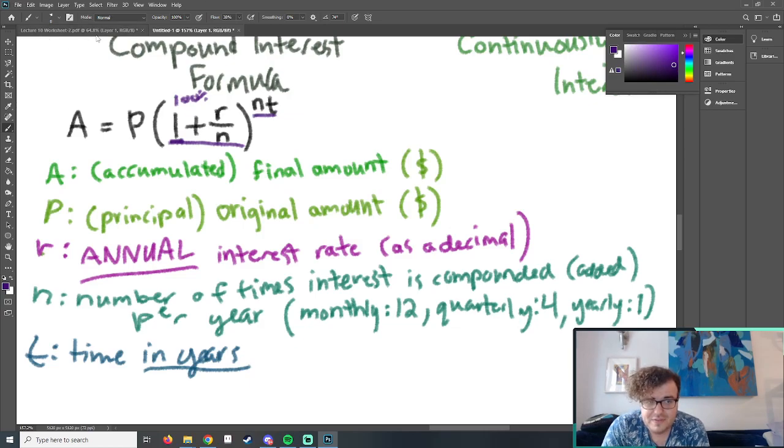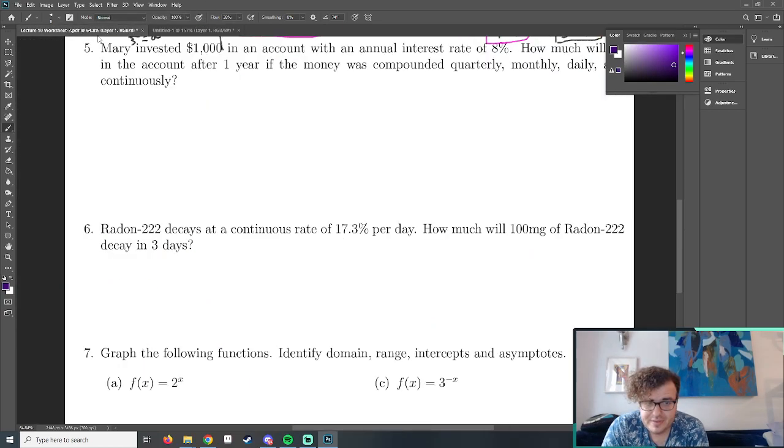Now, we can flip back over to our problem, where they said Mary invested $1,000 in an account with an annual interest rate of 8%. Again, annual interest rate is exactly R, right? So we already know, before we do anything else in this problem, I can already tell myself R equals 0.08, right? Because that's 8% written as a decimal. We just divide 8 by 100.